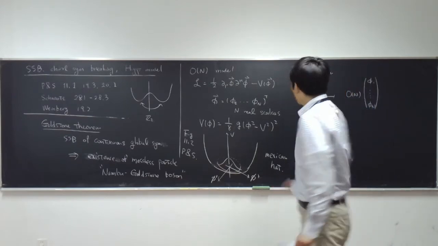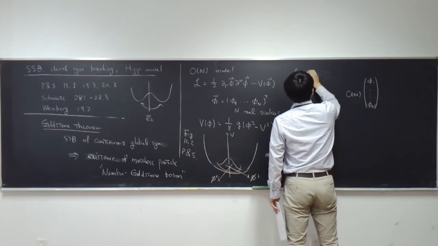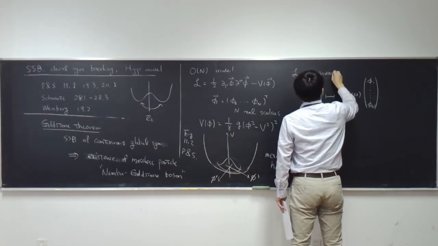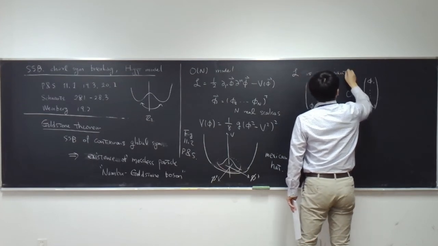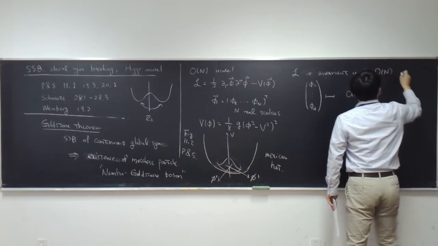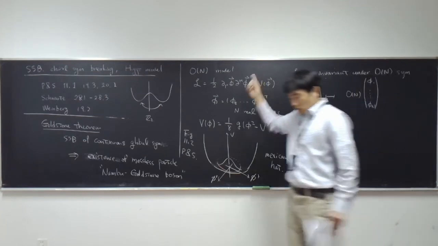So the Lagrangian is invariant under the O(n) symmetry. That's why it's called the O(n) model.